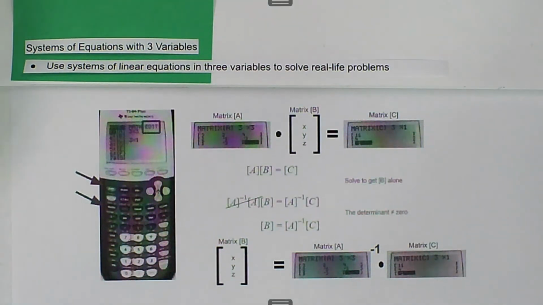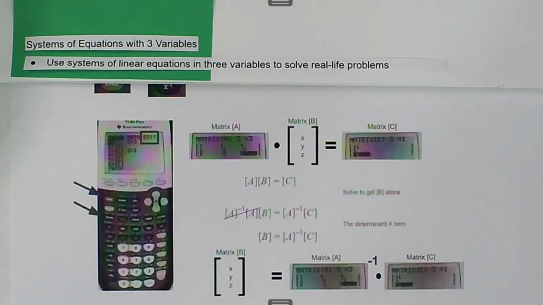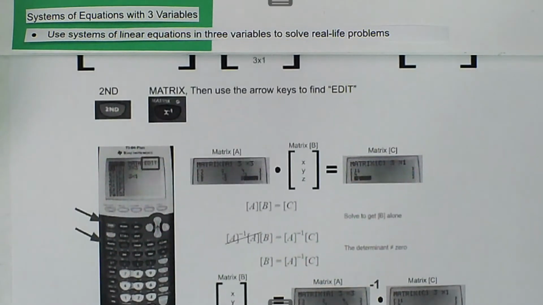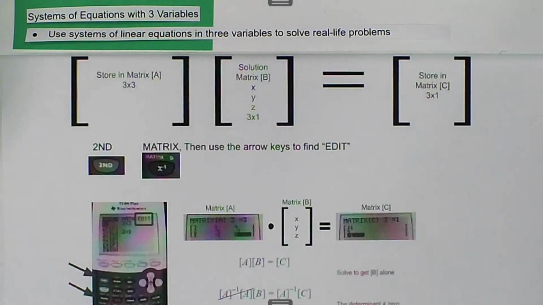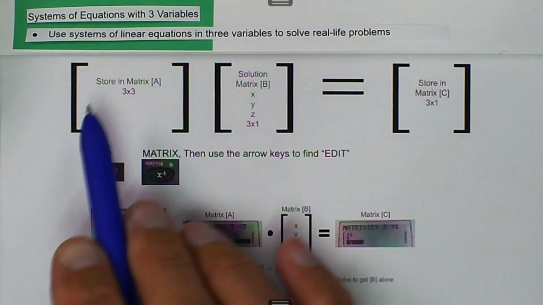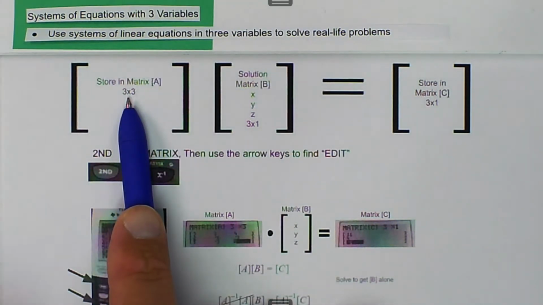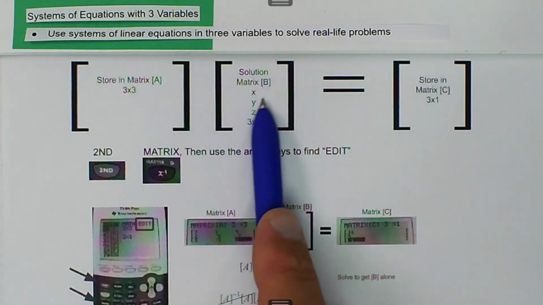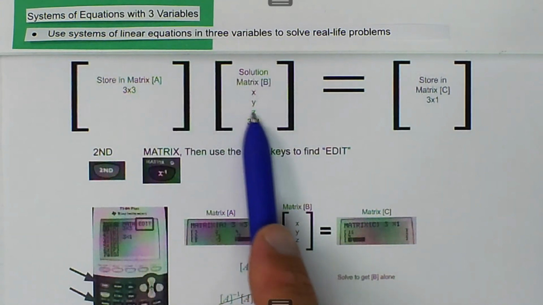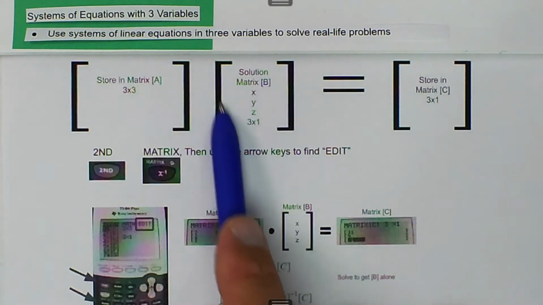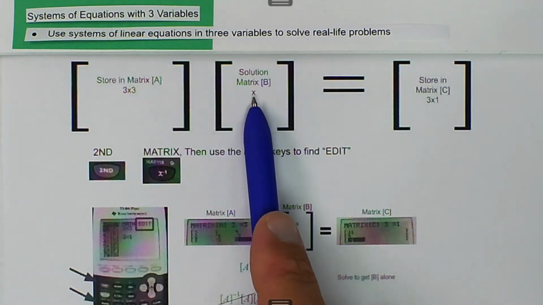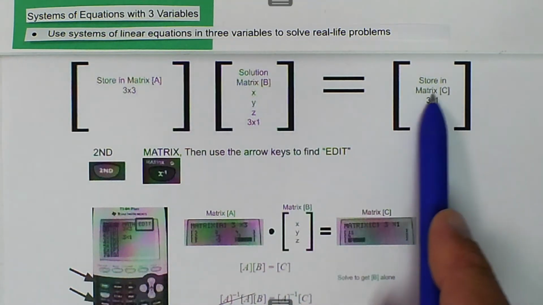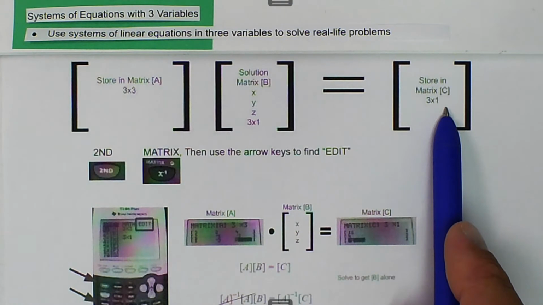All right, so we have the sheet here, and I'm going to talk about it real quick, and then we'll be able to practice it. So in this case, we're going to store a 3 by 3 matrix in A, and then we're going to try to find our solutions here. So this is going to be X, Y, and Z. We're not actually going to put those in there, but that's what B is going to represent. And then in matrix C, that will be our solution for the answer.